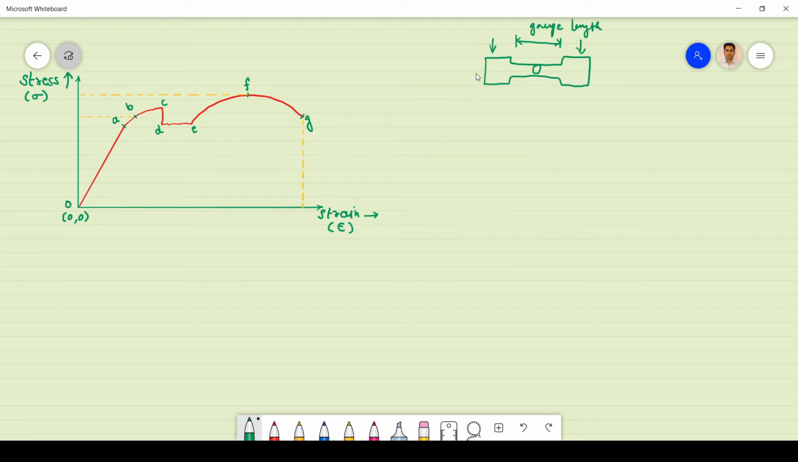Now we are applying the load along the axis of the specimen. This is P, this is P. Along the axis एक ही direction में हम load लगा रहे हैं. So this is the case of uniaxial stress.